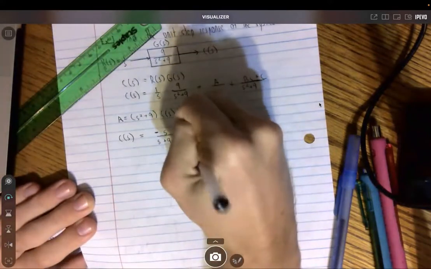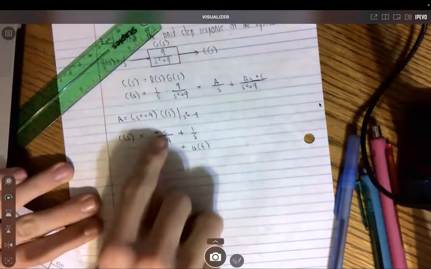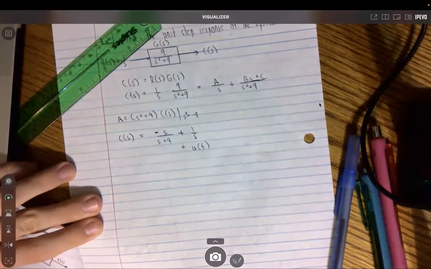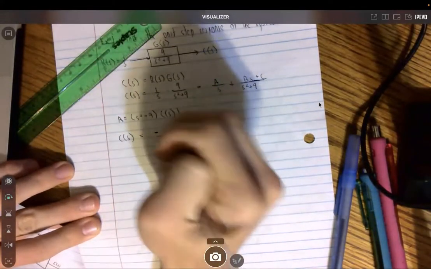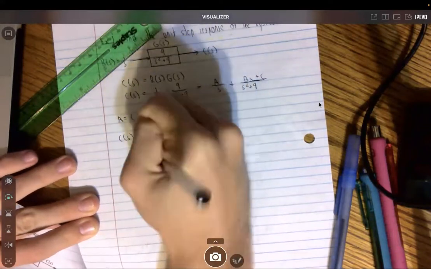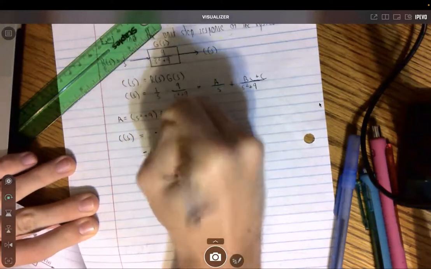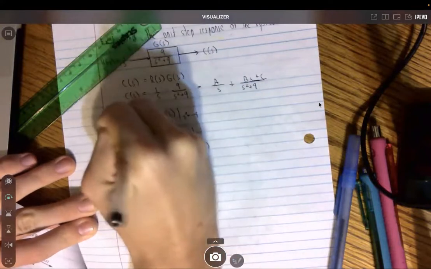This one would be u(t) for sure. And then this one here, we have a negative sign in front. Oh, sorry, I forgot to write the s squared here. We have a negative sign, so of course we're going to have a negative sign. And then if you match this up on the table, this would be your cosine, and then it would be 3t and then u(t). And so this would be your c(t).